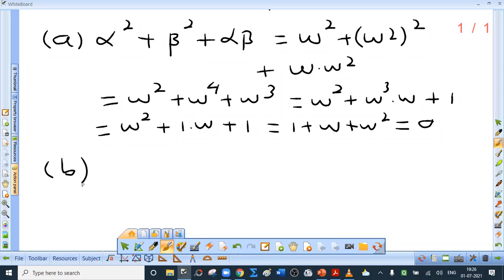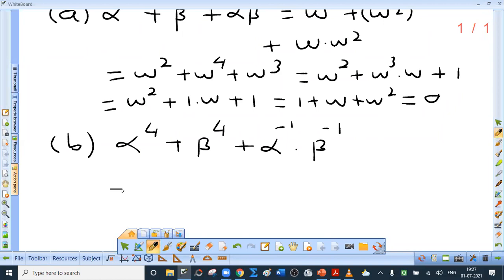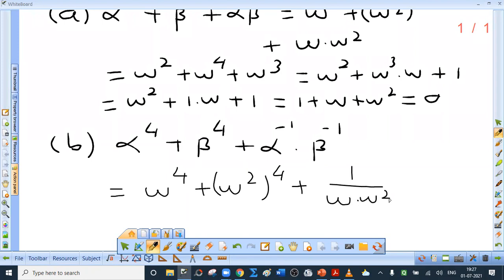Second, then we'll stop. Alpha raised to 4 plus beta raised to 4 plus alpha raised to minus 1 into beta raised to minus 1. No problem. Omega raised to 4 plus omega square raised to 4. Now I'm writing this directly. Basically, it is what? 1 upon alpha beta. Alpha raised to minus 1 is 1 upon alpha. Beta raised to minus 1 is 1 upon beta. But alpha is omega and beta is omega square.